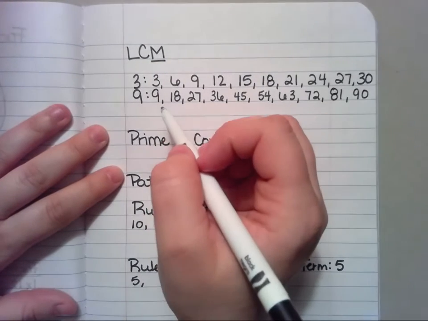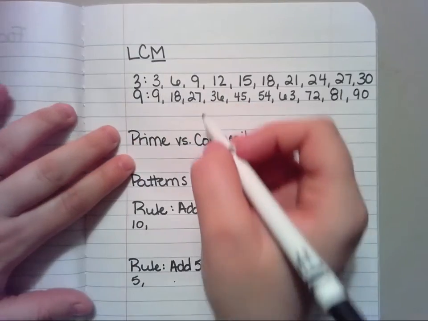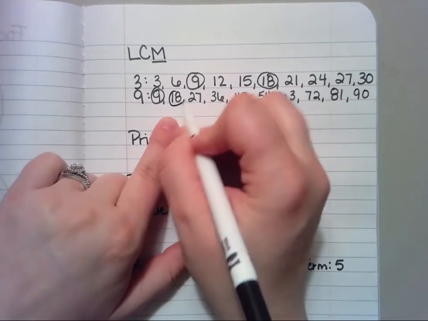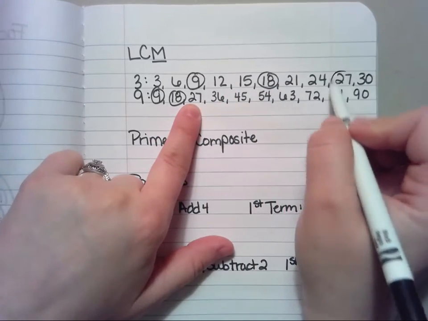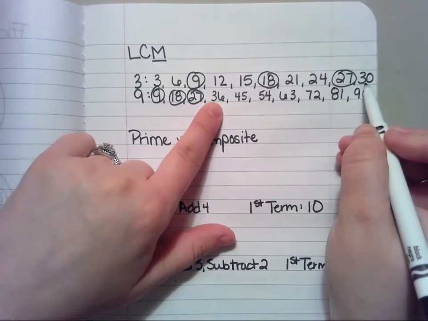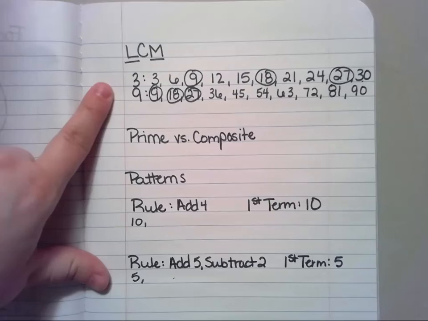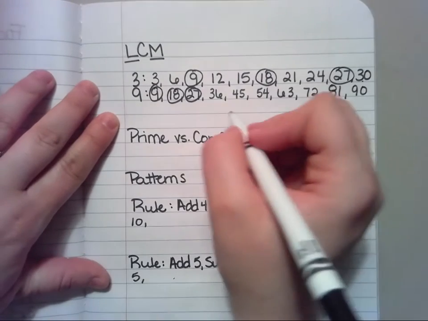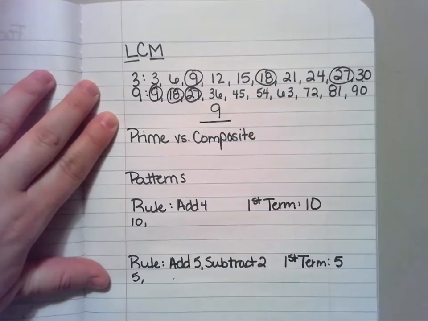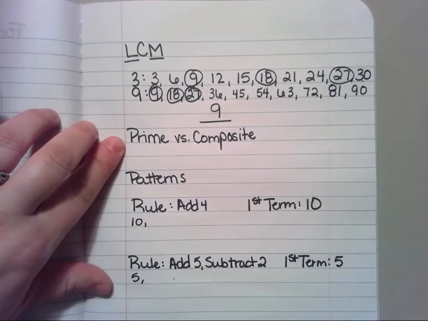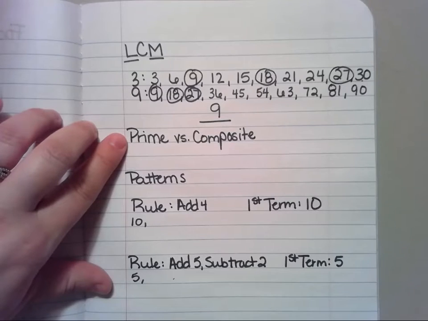But now we're going to circle all of the multiples they share. We have a 9. We have an 18. And I have a 27. Then I have a 30 and a 36. So what is the least or lowest number they share? 9. The least common multiple, or the lowest number we have circled, is a 9. That's least common multiple.